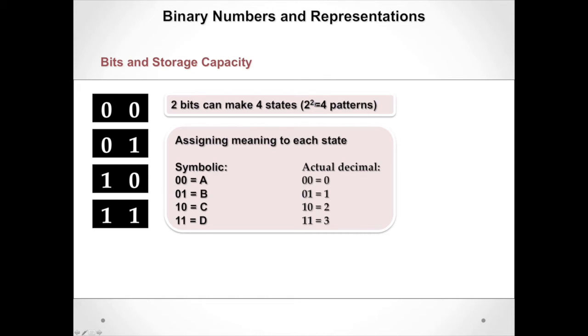Now the question is, if you increase from 2 bits to 4 bits, 8 bits, 16 bits, 32 bits, 64 bits, what happens? It means that you have more patterns to store data with, and that's how simple it is.